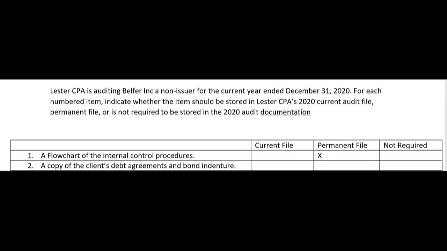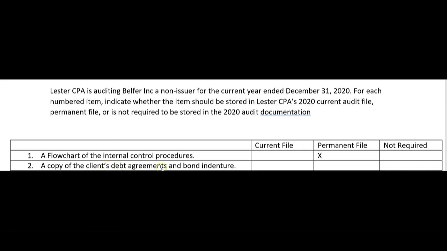Number two, a copy of the client's debt agreements and bond indenture. So if Belfer Inc., the client, has a bond outstanding, then there's going to be a bond indenture that shows all of the important facts and obligations that Belfer has regarding this bond. One of those being when the interest payments are due, the dates of the interest payments, the amount of each interest payment, the stated rate of interest. And this would continue for as long as this bond is outstanding.